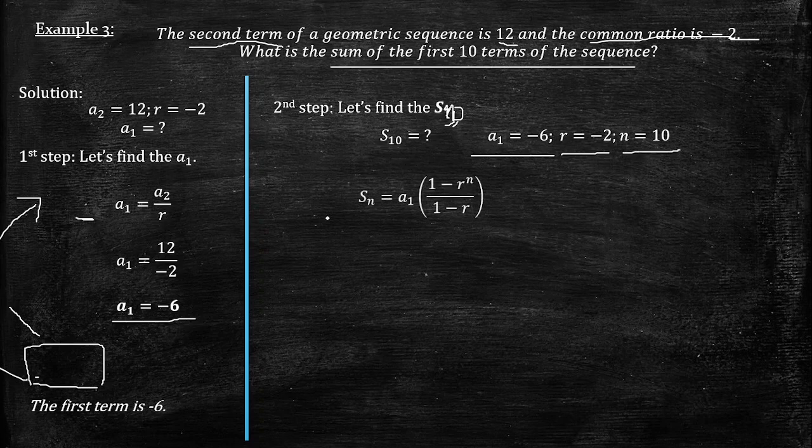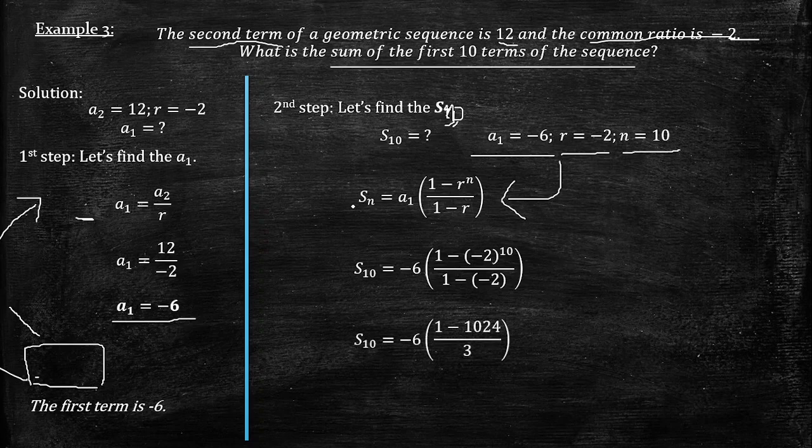Then, after that, let's copy the second formula. So, S of n is equals to a sub 1 times 1 minus r raised to n divided by 1 minus r. Then substitute the values. So S of n is equals to -6 times 1 minus -2 raised to 10 divided by 1 minus -2. So S of 10 is equals to -6 times 1 minus 1024 divided by 3. Then S sub 10 is equals to negative 6 times negative 1023 divided by 3.